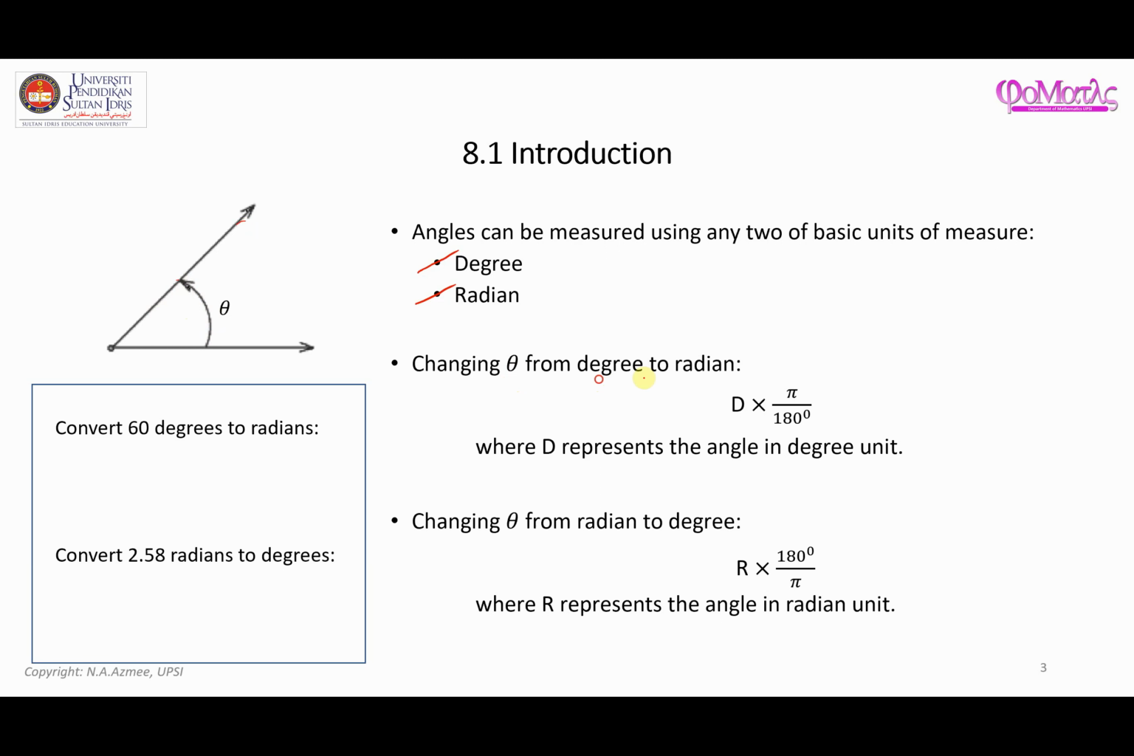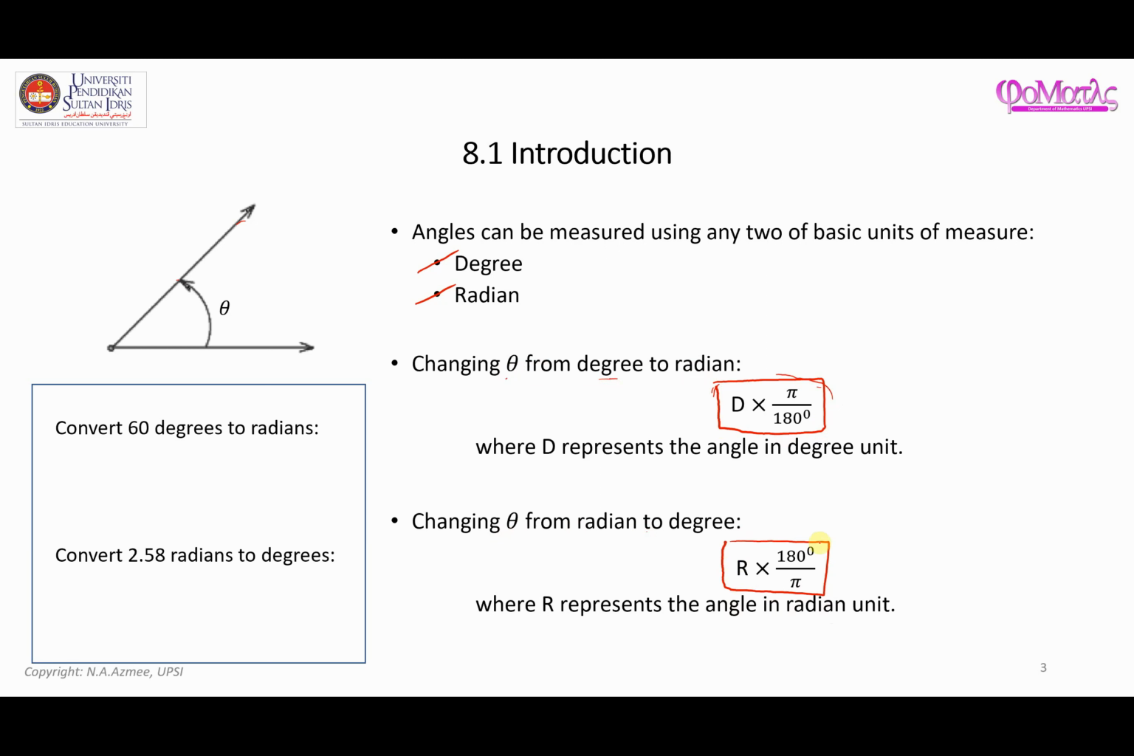Theta can be changed from degree to radian by using this formula, where d represents the angle in degree unit. It is also possible to change theta from radian to degree by applying this formula, where r is the angle in radian unit. When this formula is applied, your theta will be changed from radian to degree.